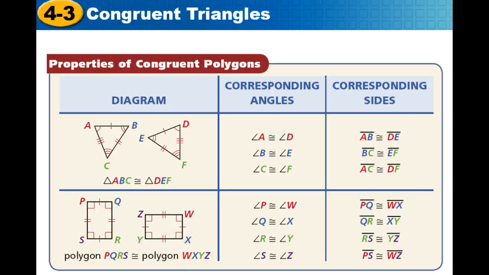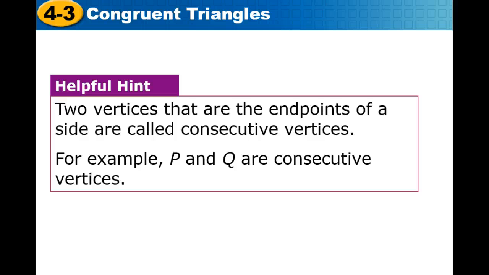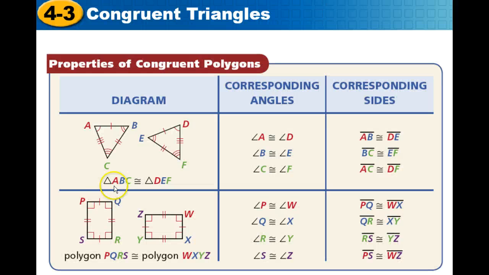Okay, next slide. Just remember, vertices that are the endpoints of a side are called consecutive vertices. Okay, let me go back a picture. Consecutive is an important word. It means in order, right? It's all about the order. So consecutive sides for triangle ABC are sides AB, then side BC. Consecutive sides for this rectangle are PQ and WX, then QR, then XY. Those are consecutive. You got to go around the triangle or the square or the rectangle in order.